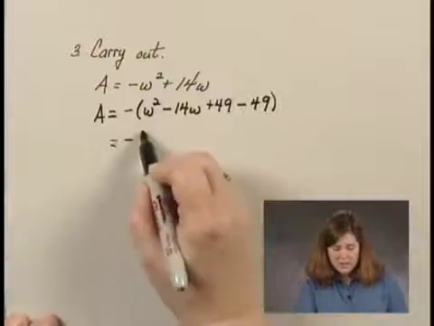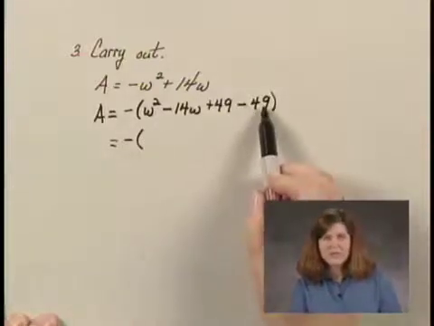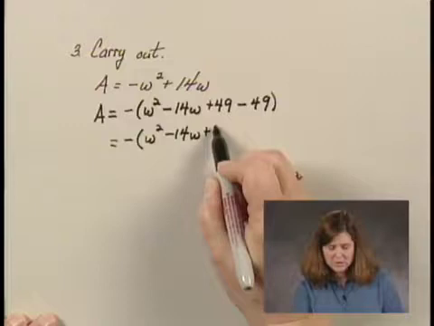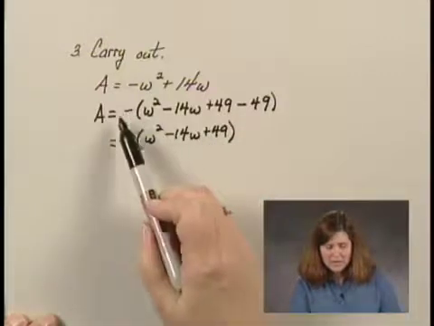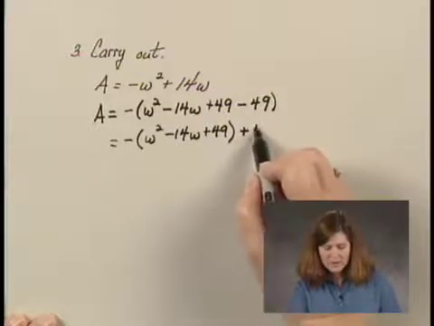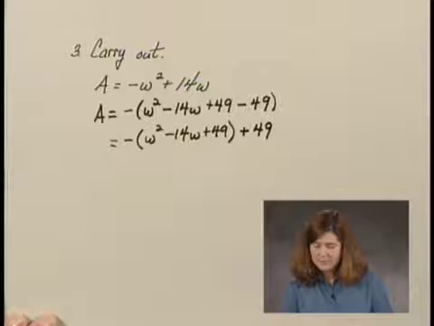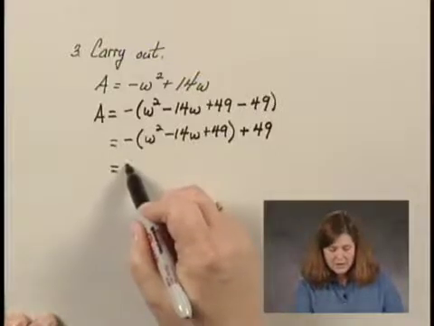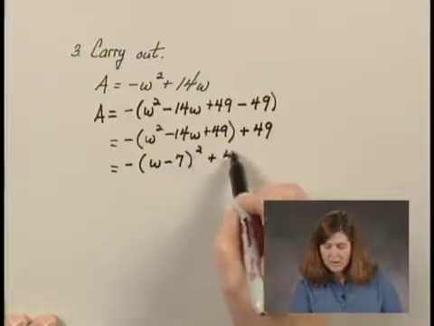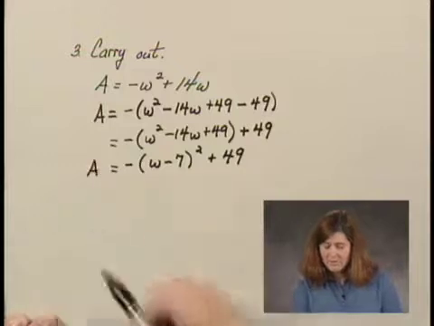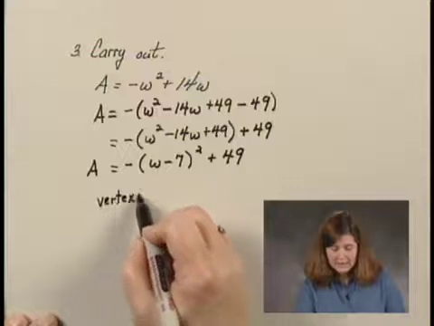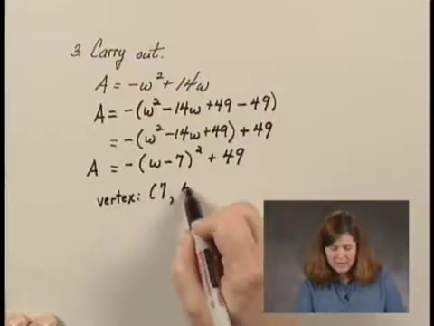Now, I don't want this minus 49 inside the parentheses, so I'll keep what I want in the parentheses, which is w squared minus 14w plus 49. And then, using the distributive property, the opposite of -49 is positive 49, so that comes out of the parentheses. Now I can factor, and I get the opposite of w minus 7 squared plus 49, and that's the area. The vertex I can read right from here as (7, 49).